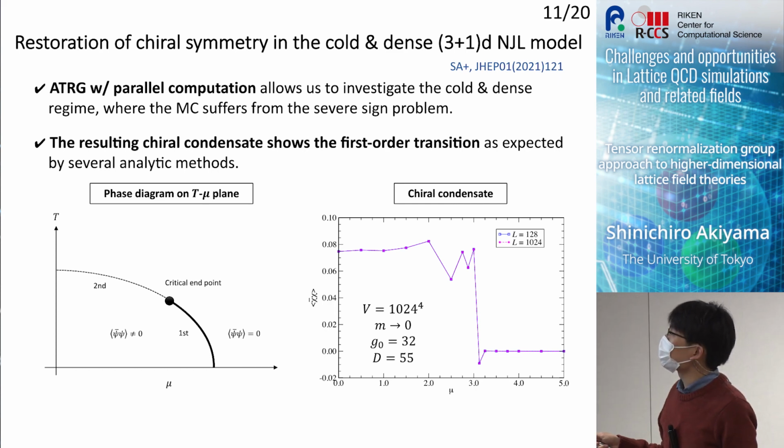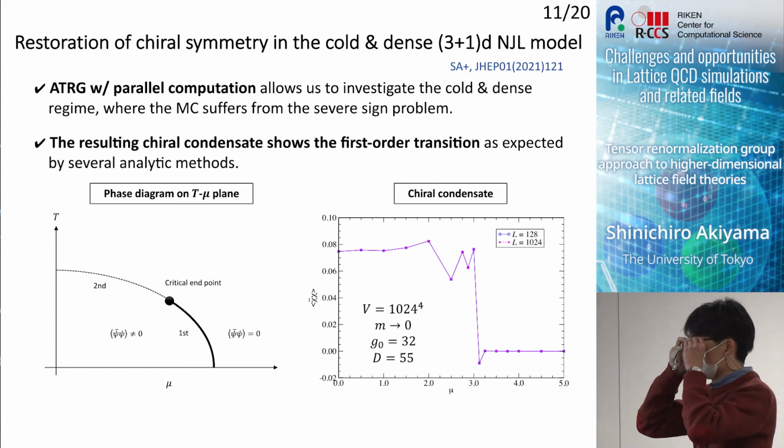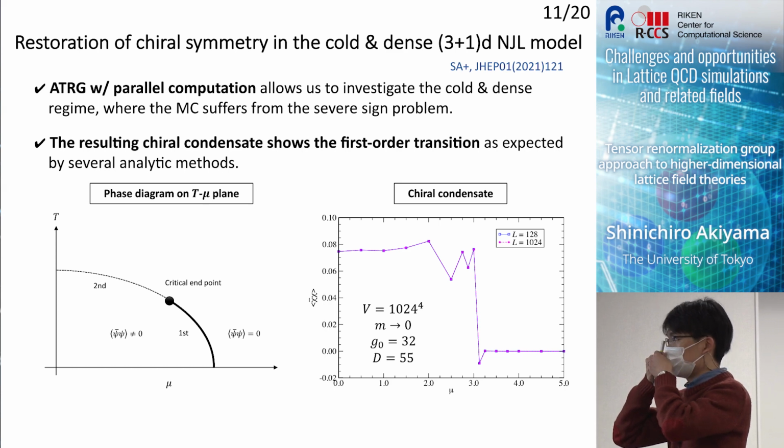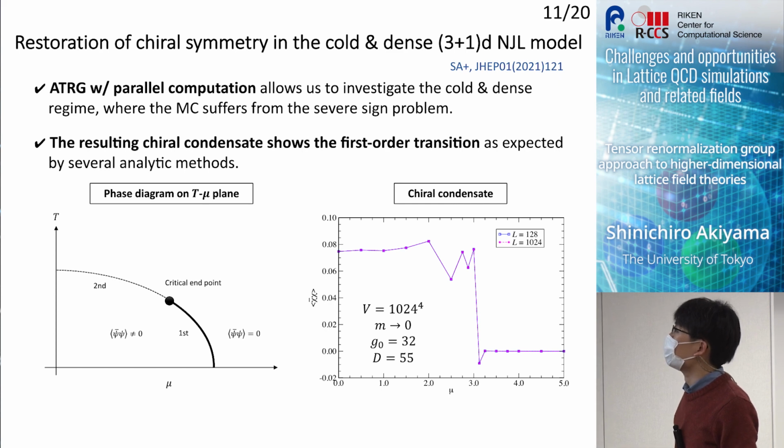And as you know, the phase diagram of this NJL model at finite temperature and density is something like this. And in this work, we have considered the chiral phase transition in the very cold and dense regime. And we have calculated the chiral condensate as a function of the chemical potential in this regime. And as I said in the first slide, by using the TRG algorithms, we can very easily enlarge the system size. Actually, we have enlarged the system size up to this, like this. And we take the m to 0 limit, and the result is something like this.